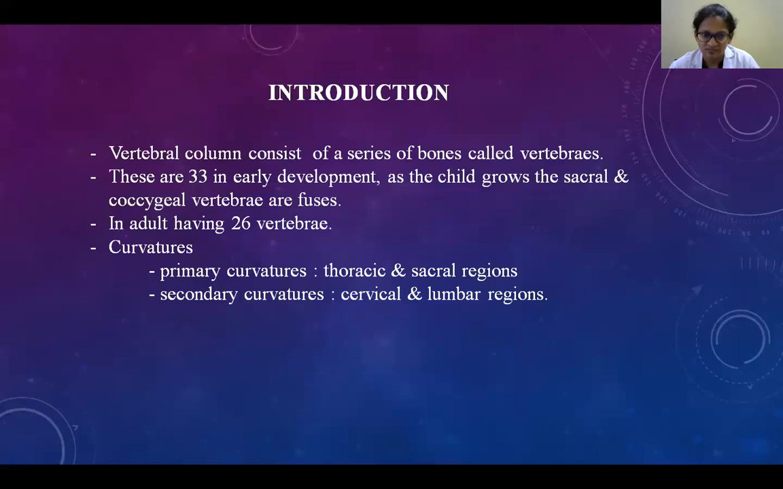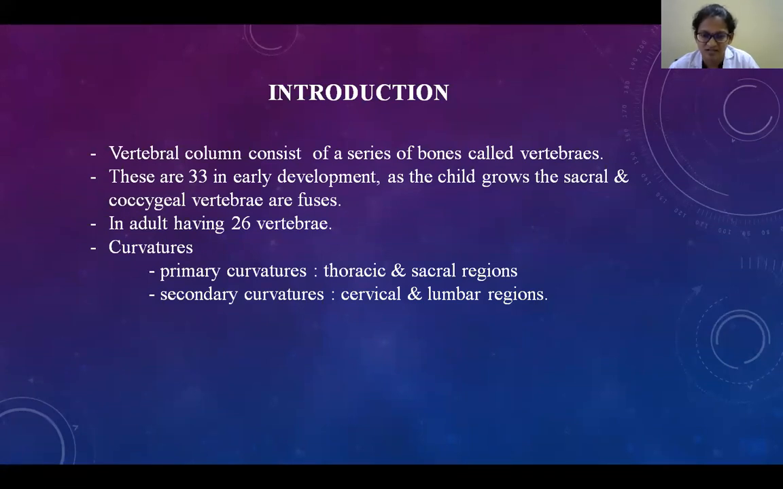And next, here we are going to see the curvatures in the vertebral column. Primary curvature appears before birth. The curvature which appears before birth is called a primary curvature. Next, secondary curvature means it appears after birth. After birth, the curvatures which appear are called secondary curvatures. Primary curvatures are two: thoracic and sacral.